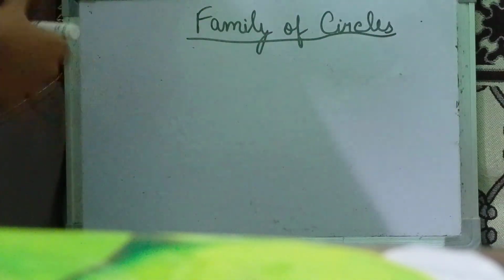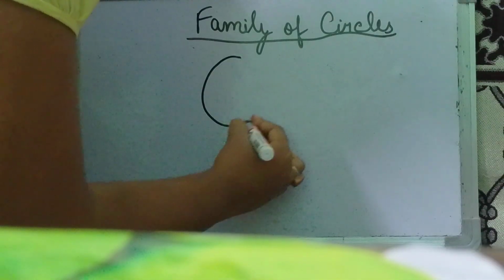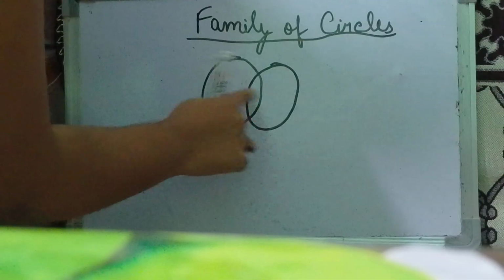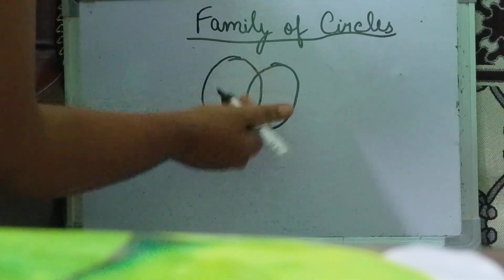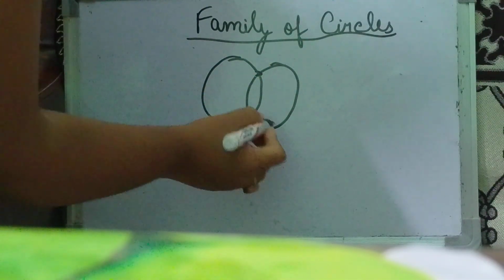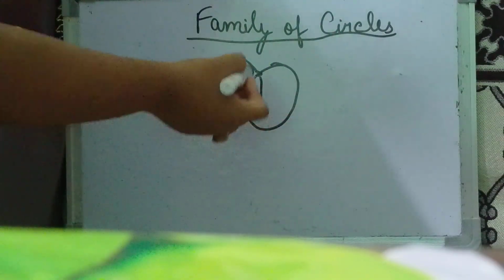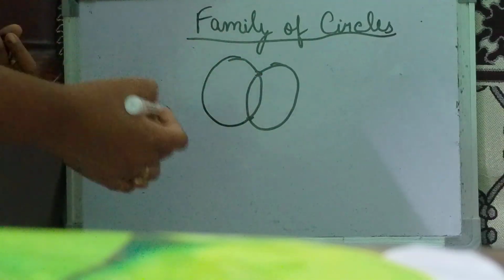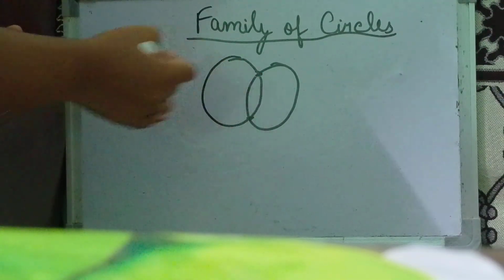Mainly we need to find, there will be two circles which will be intersecting with one another, and we need to find the equation of the circle that will be passing through the intersection points of these circles.